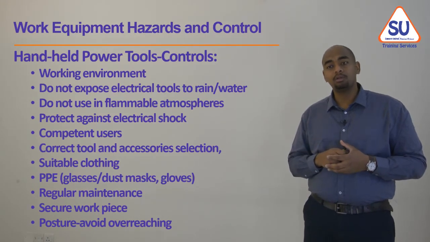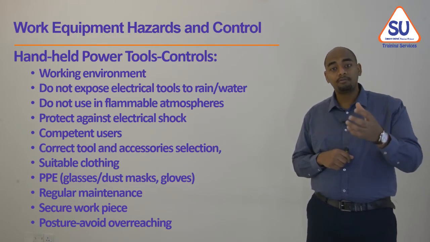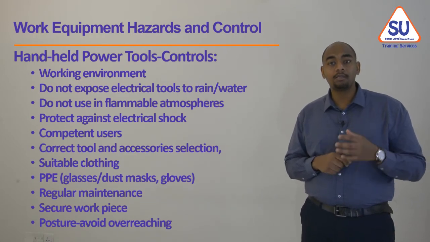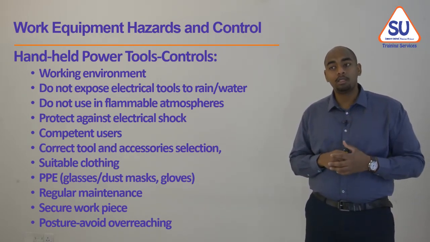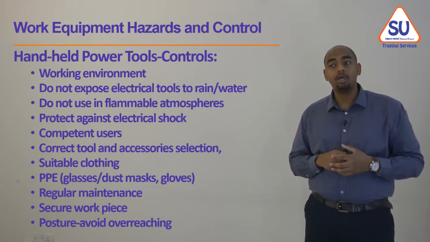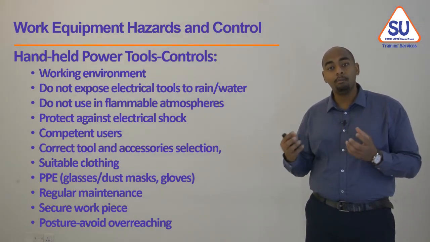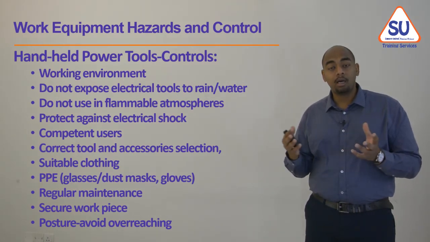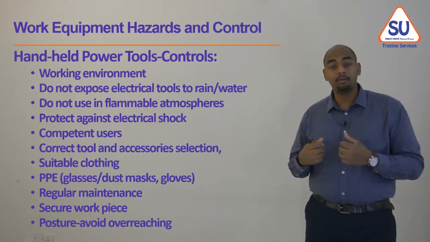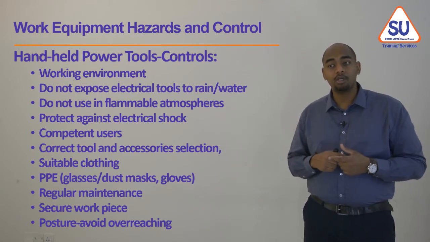The handheld power tools control measures include the working environment. We have to give very careful consideration to the working environment of this equipment. Do not expose electrical tools to rain and water, and do not use them in a flammable atmosphere, especially equipment that emits sparks or any kind of flammable parts flying off from it.